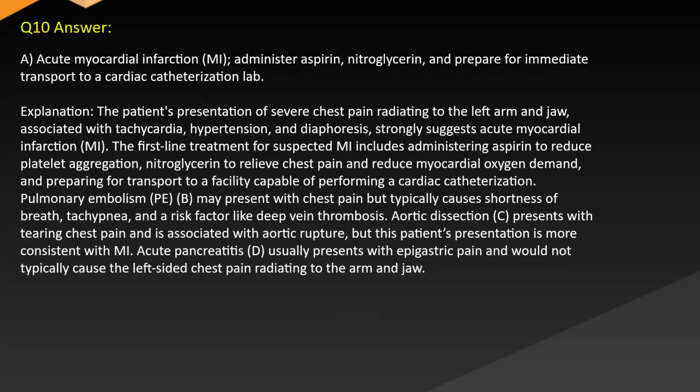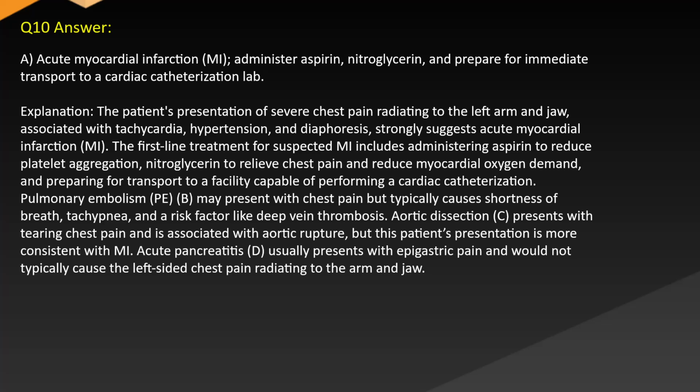Answer A. Acute myocardial infarction. Administer aspirin, nitroglycerin, and prepare for immediate transport to a cardiac catheterization lab. Explanation: the patient's presentation of severe chest pain radiating to the left arm and jaw associated with tachycardia, hypertension, and diaphoresis strongly suggests acute myocardial infarction.